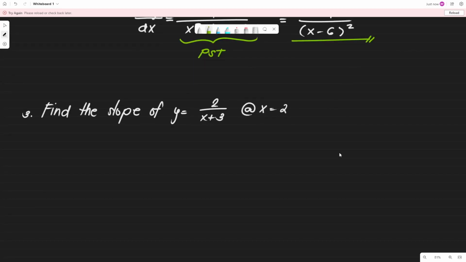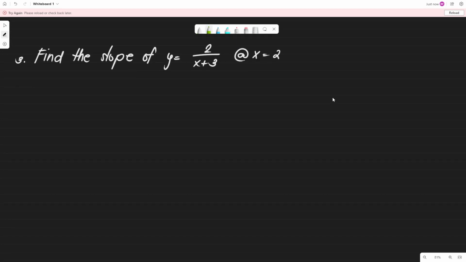Next, number 3: find the slope of y is equal to 2 over x plus 3 at x is equal to 2. We are asked to find the slope. What is the definition of the slope? That is the derivative of the function, basically. So when we are getting the slope, we are getting the derivative of the function. So let's get the derivative of the function.